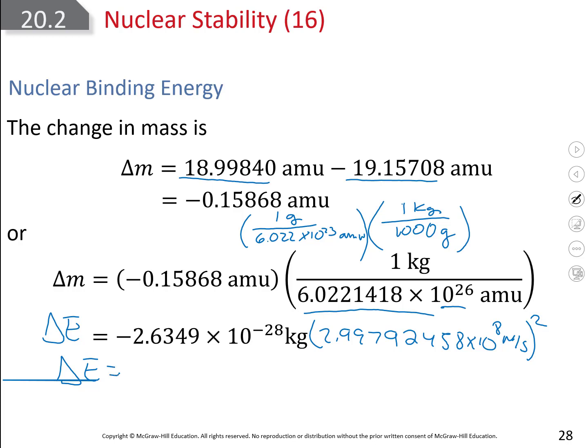Multiply these together, I'm getting delta E is equal to negative 2.36813 times 10 to the negative 11. And my unit, I have kilograms on the top, meters squared also on the top, and on the bottom, seconds squared. So kilogram meter squared per second squared is also known as a joule, which is our unit of energy.